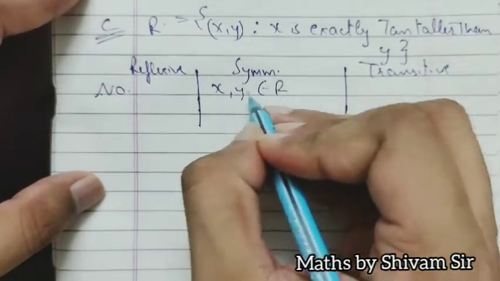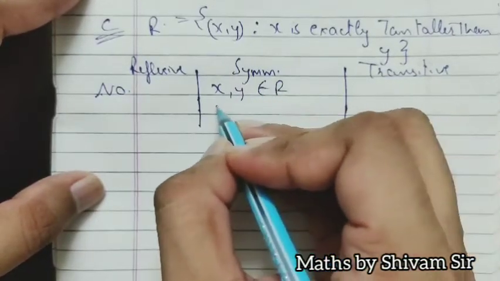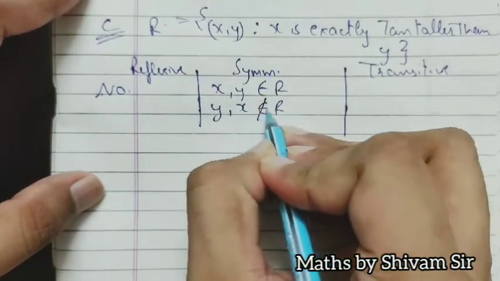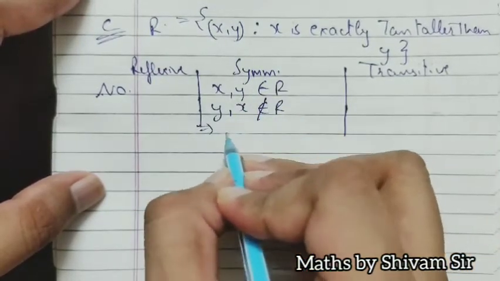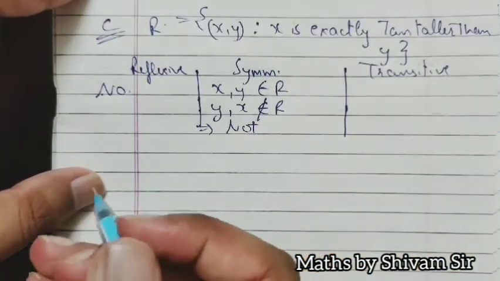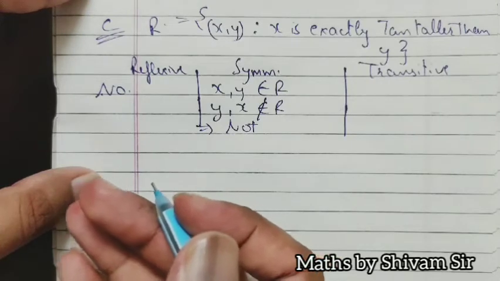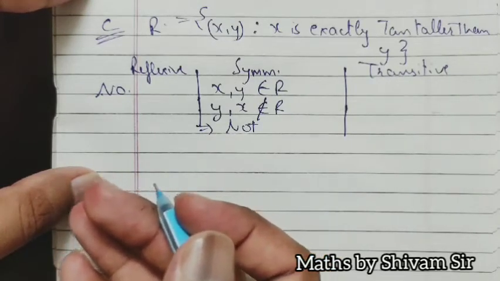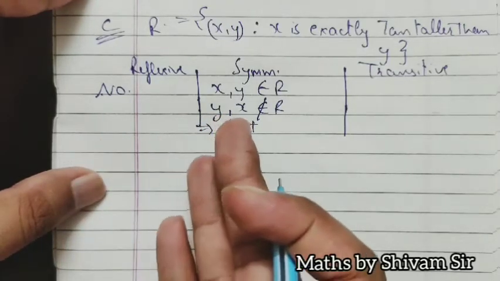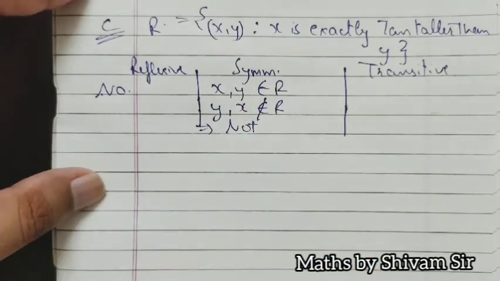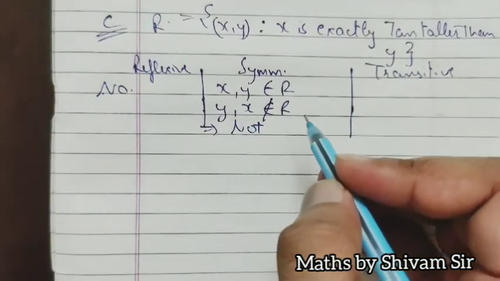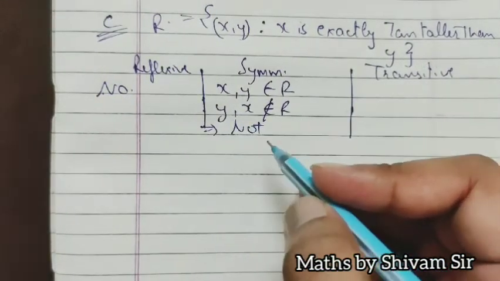Second, let's check it for symmetric. We see if (x,y) belongs to R, x is 7 centimeter taller than y, then will y be 7 centimeter taller than x? No, it's not possible, so this is not symmetric. x is exactly 7 centimeter taller than y and y is exactly 7 centimeter taller than x, this is not possible. y is exactly 7 centimeter shorter than x, not taller than x.